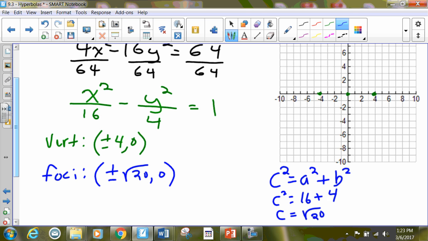A and B changed. Yep. A and B stay the same. In ellipses, A and B switch back and forth. In ellipses, whoever's bigger is A. Yeah, and in hyperbolas, whoever comes first is A. A always stays. X and Y switch back and forth. So B could be bigger than A. Yes. Good, that's a good question. B could definitely be bigger than A.